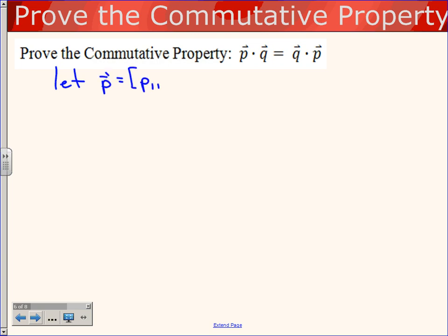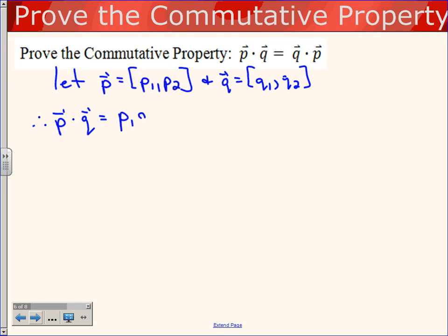Vector P is (P1, P2), and vector Q is (Q1, Q2). So we're actually giving some components to it. If I want to look at P dot Q, the way that that's calculated is you would do P1 times Q1. And remember, those are just numbers, right? P1 was a number in that component spot. Q1 was another number. P2 and Q2 are just numbers. So that's saying P1 times Q1, a number times another number.